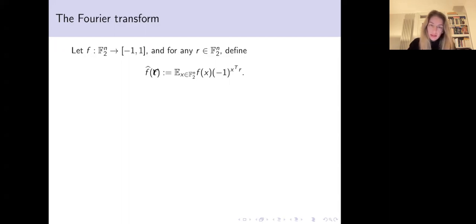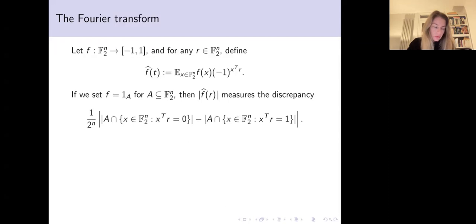But the important thing for us today is that if I set the function f equal to the characteristic function of a subset of F_2^n, which I'll call A, then the magnitude of this Fourier coefficient f hat of r measures the following discrepancy. It measures the difference between the number of elements in my set that lie on the hyperplane x^T r = 0, and the number of elements in my set that lie on the complementary hyperplane x^T r = 1.